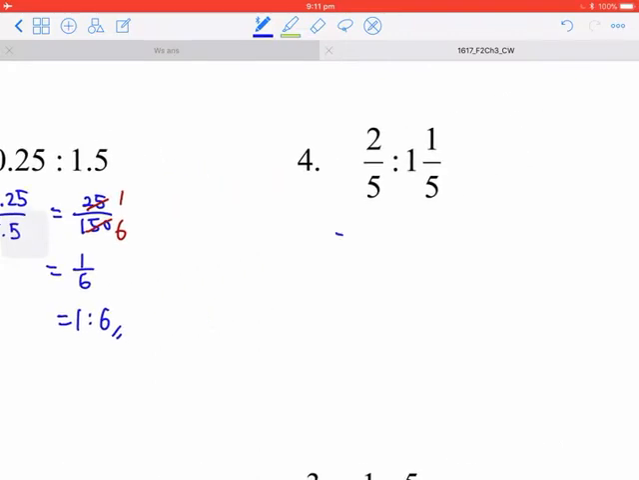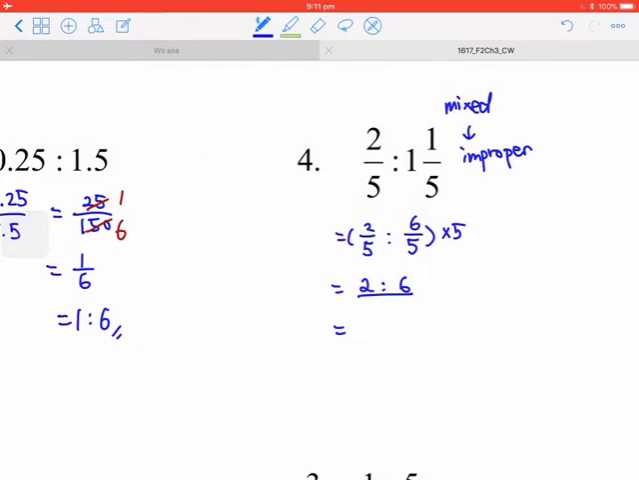For this one, remember mixed number, change to improper first. So 2 over 5, 2, 5, this one. And then actually they have the same denominator, so you just multiply it by 5, then you have 2 to 6. That's not complete yet because 2 and 6 have common factors, so you have to divide by 2, and you have 1 to 3.